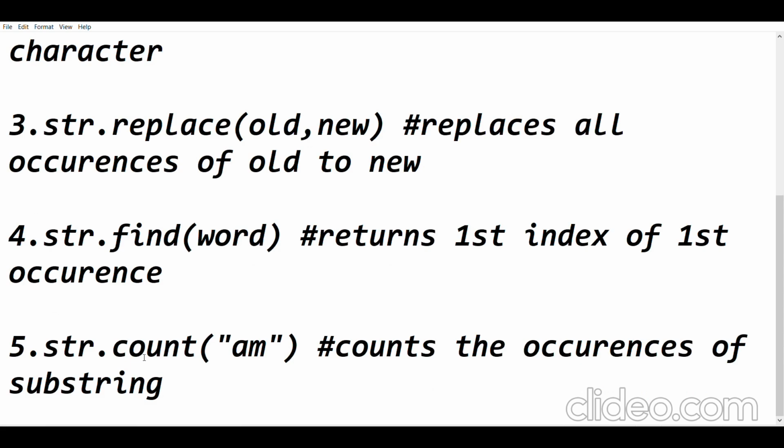Number 5, the count function, string name dot count and then inside the parentheses m. This function counts the occurrences of a substring. So this function is used to count all occurrences of this substring in the original string.